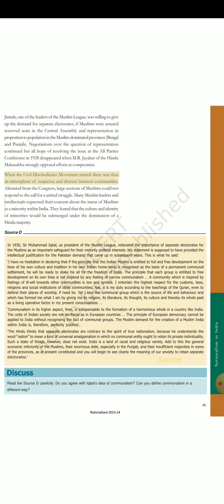When the civil disobedience movement started, there was thus an atmosphere of suspicion and distrust between communities. Alienated from the Congress, large sections of Muslims could not respond to the call for a united struggle. Many Muslim leaders and intellectuals expressed their concern about the status of Muslims as a minority within India. They feared that the culture and identity of minorities would be submerged under the domination of a Hindu majority.